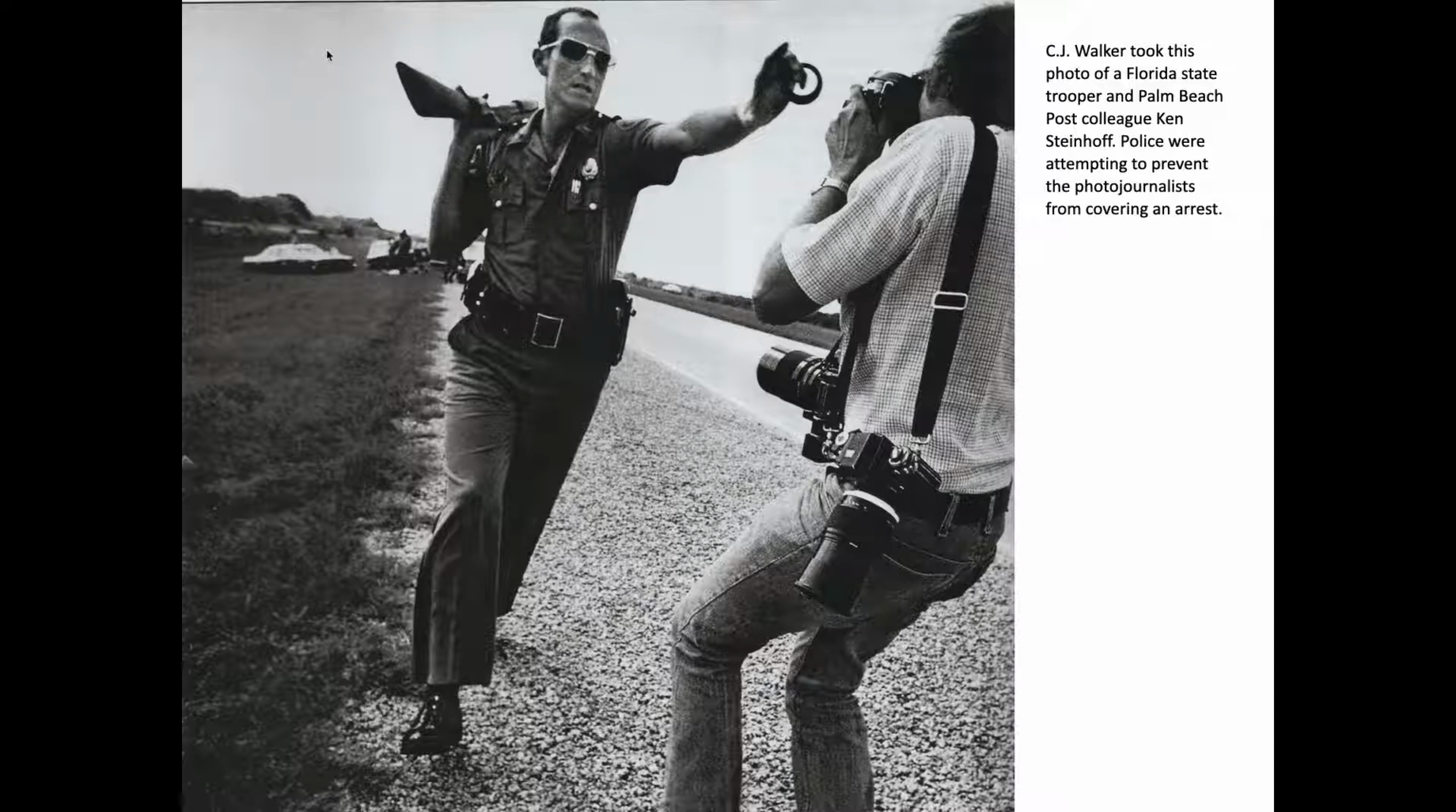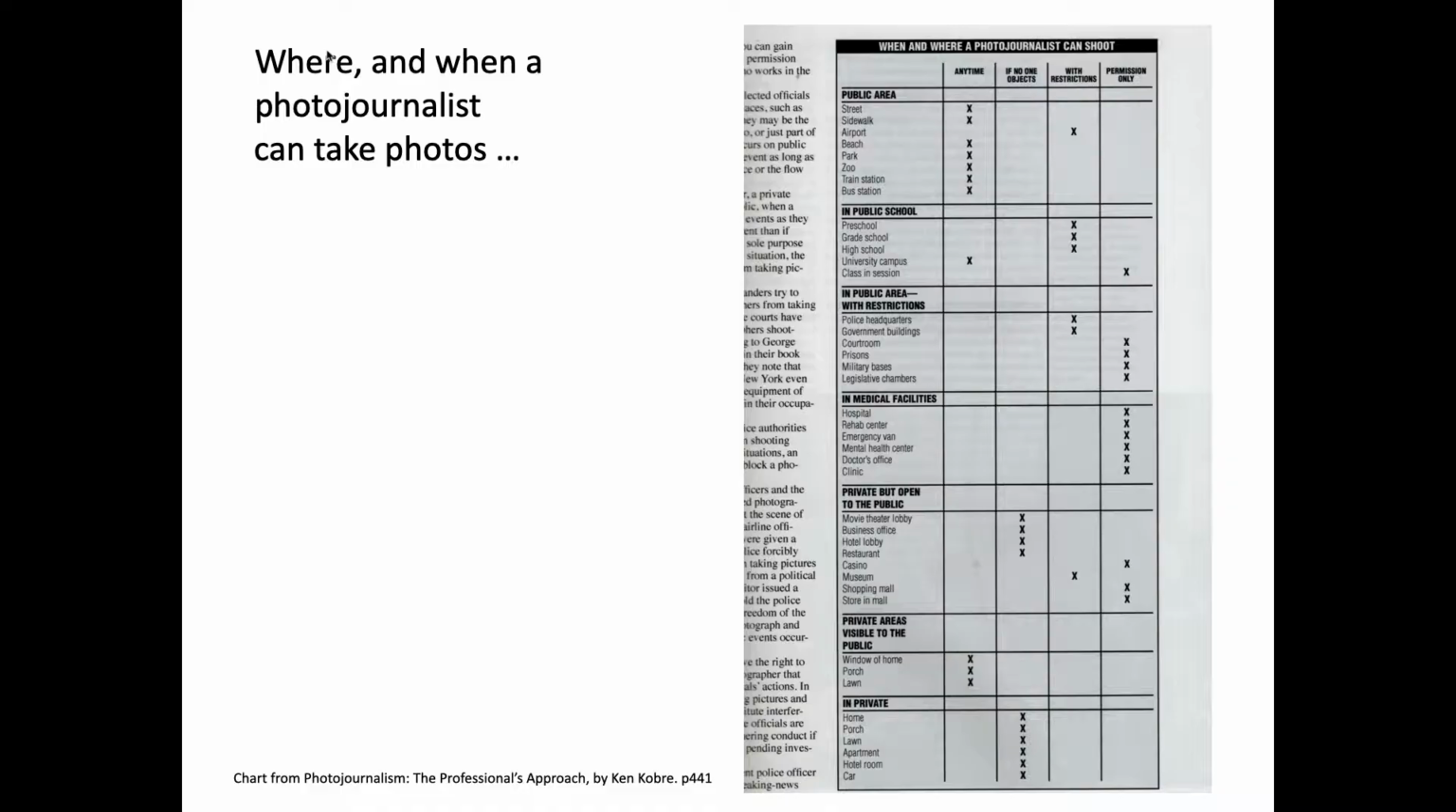Palm Beach Post photographers C.J. Walker and Ken Steinhoff were listening to their police scanners, and they heard a police chase, and they followed it to the end where the cops were arresting these people. They got out of their car to go and take pictures, and this cop decided he didn't want pictures taken. So this is a really good example of the police officer not being as aware of the Constitution as perhaps one might expect given his position as an enforcer of the law in the United States.